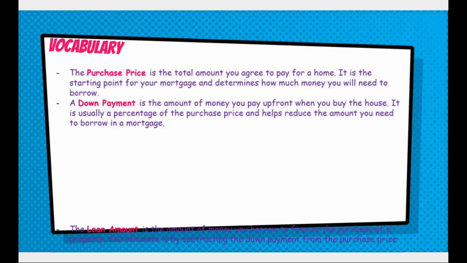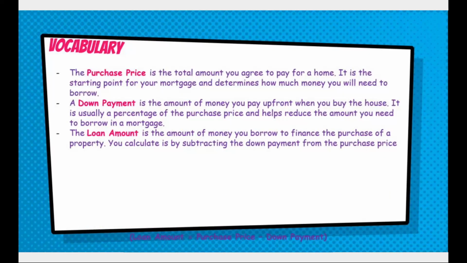It's usually a percentage of the purchase price, and there's probably a little more regulation with down payments when it comes to a mortgage versus a car. It helps reduce the amount you need to borrow in a mortgage. Remember, what we're going to be using the TVM solver for is what we're actually borrowing. So you have a purchase price, and a down payment is something that you pay out of pocket to reduce how much money you're borrowing. After the down payment, that's going to give us our loan amount.